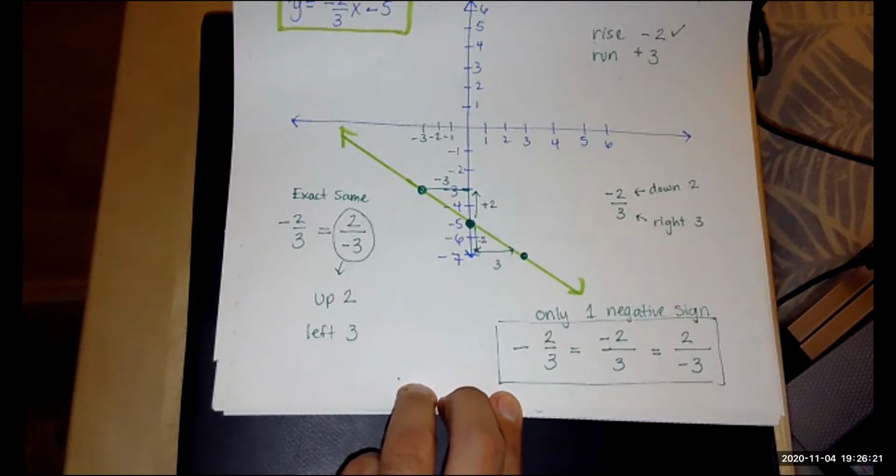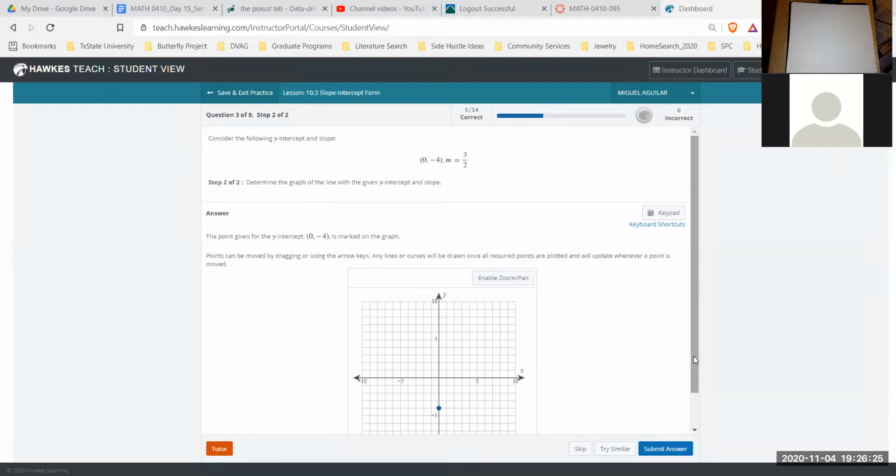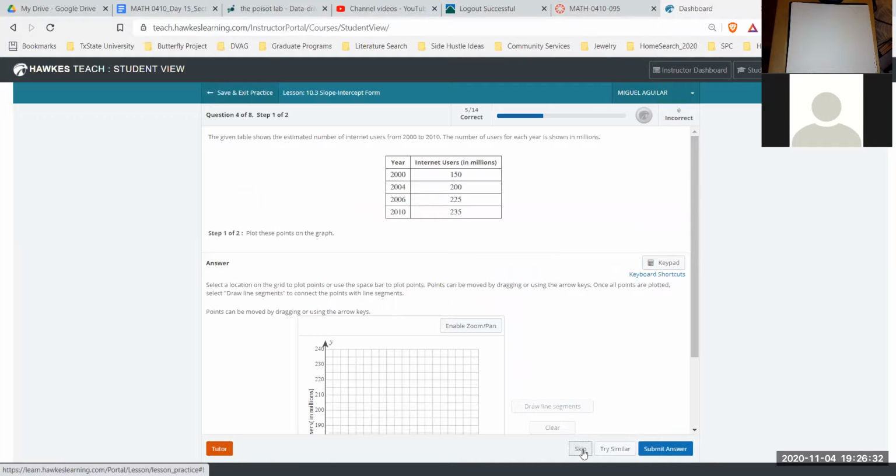Okay, so let's take a look at some of the other problems in the homework set. Let's skip that one. Let's go to the next one. Now this one takes a little bit of critical thinking, but it's really just asking you the same stuff that we've been dealing with this whole time, right? It just gives you a real world application or example of where you might see this kind of math.